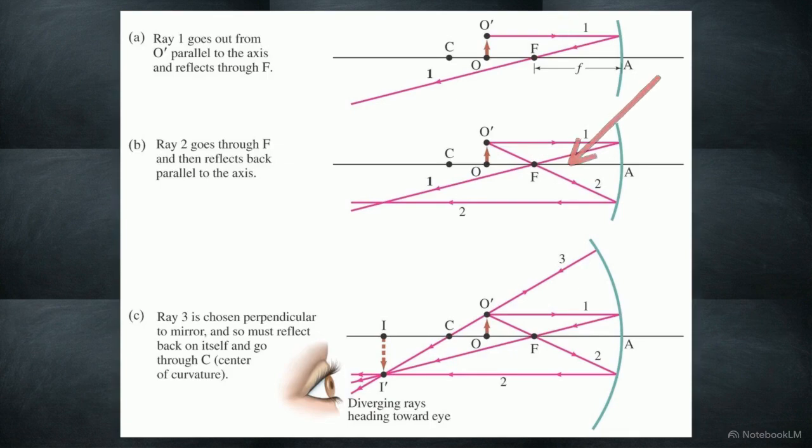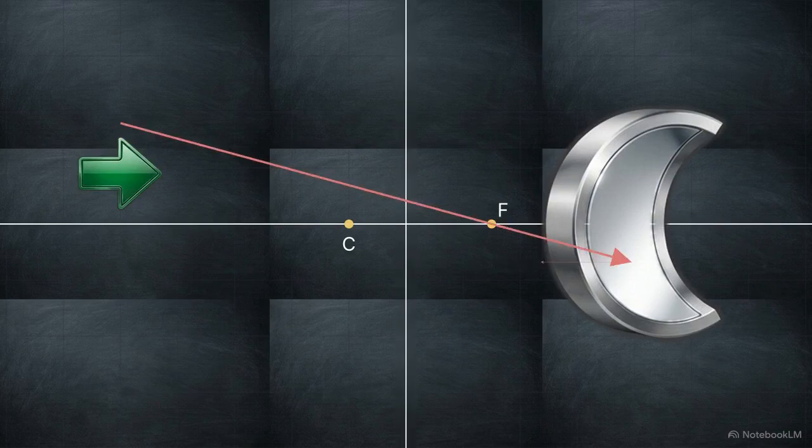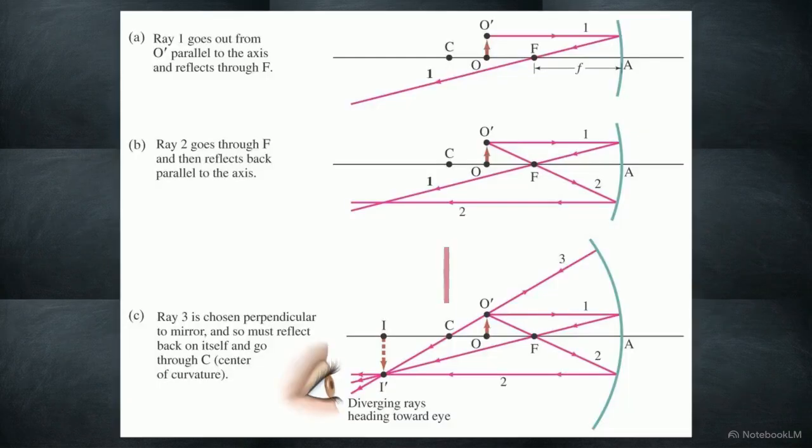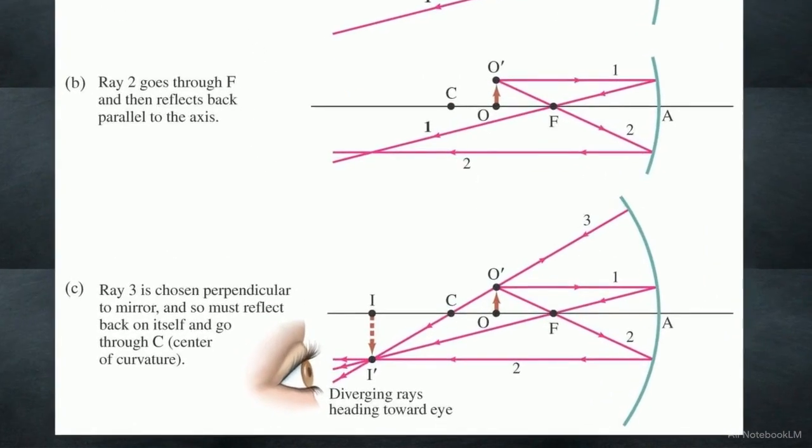Next, we map ray 2. This line drops through the focal point first. Because it is the exact geometric inverse of the first ray, it has to reflect parallel to the axis. Finally, ray 3 travels straight through the center of curvature. Striking the mirror at a perfect 90-degree angle, it reflects straight back. Tracking these 3 lines reveals they converge at a single coordinate, where the image forms.